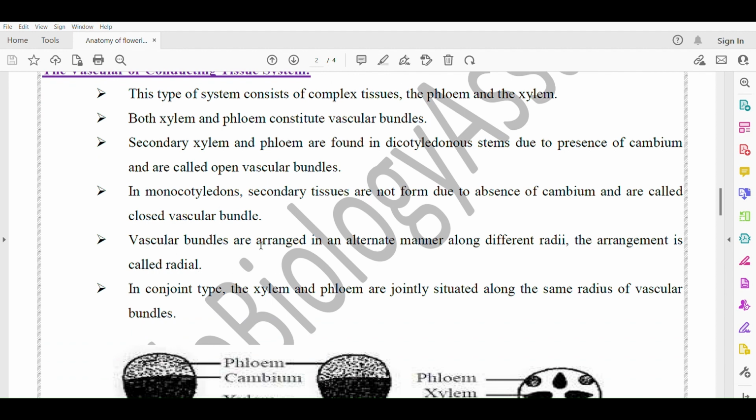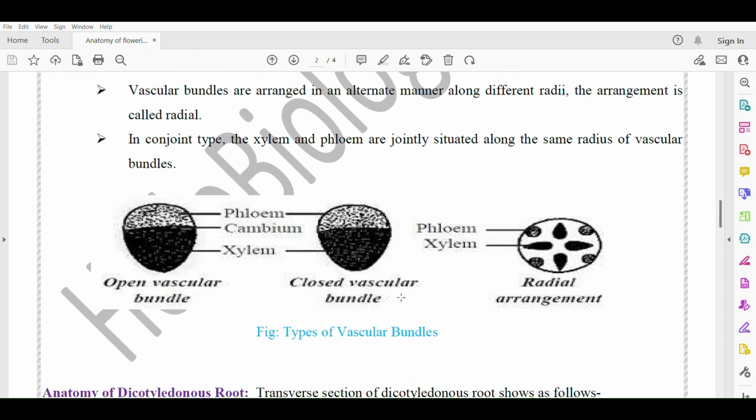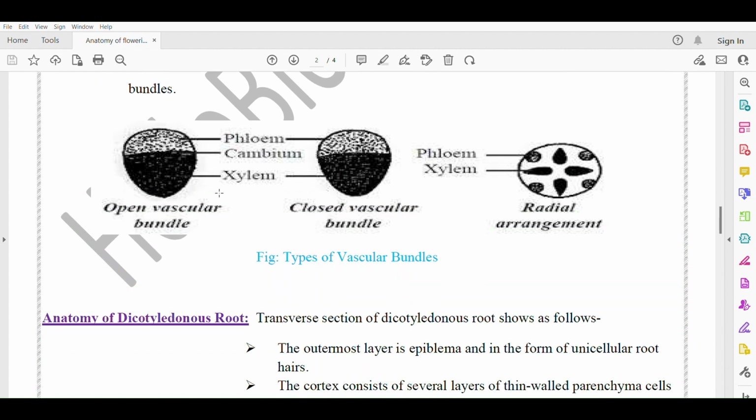Vascular bundles are arranged in an alternate manner along different radii. This arrangement is called radial. In conjoint type, the xylem and phloem are jointly situated along the same radius of the vascular bundle. In the picture, you can see phloem, cambium, xylem. These are the types of vascular bundles: open vascular bundle, closed vascular bundle, and radial arrangement.